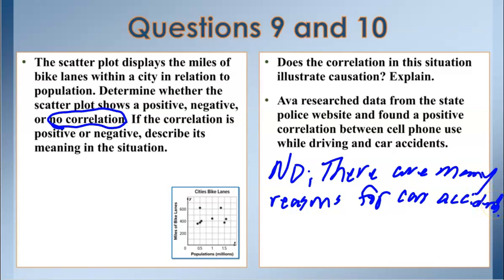Some of those reasons could be the weather, or people driving under the influence, so there's drunk driving. There could be construction going on, and some people may not be paying attention as they're driving. So there's more than one reason for why there are car accidents. This one, they're saying that it's because of cell phone use. We can't say definitely that that's the main cause for car accidents.